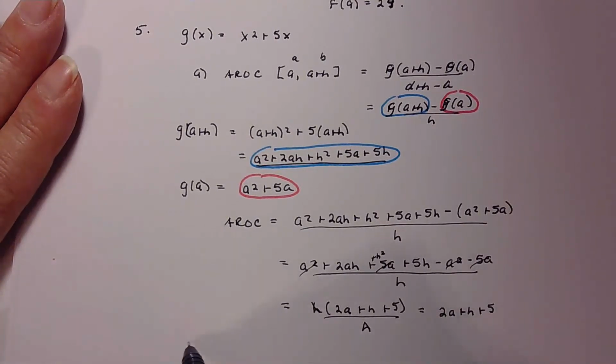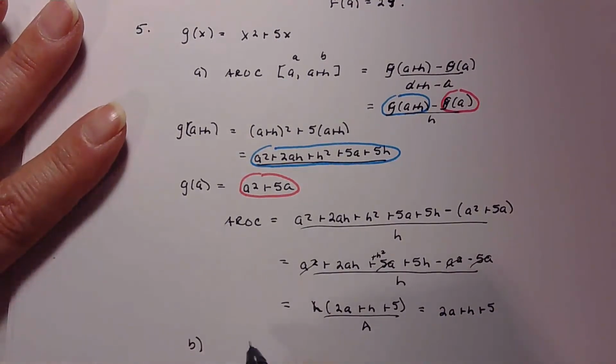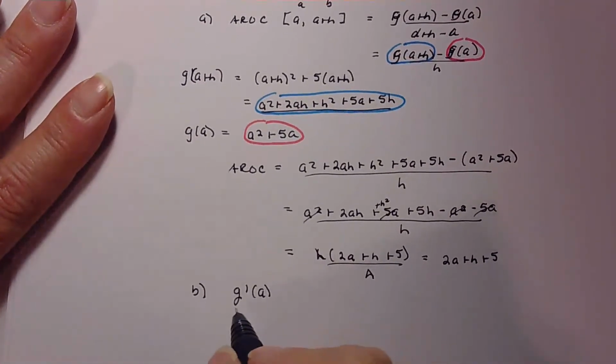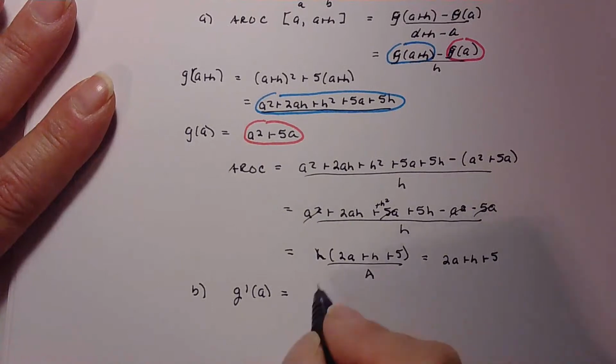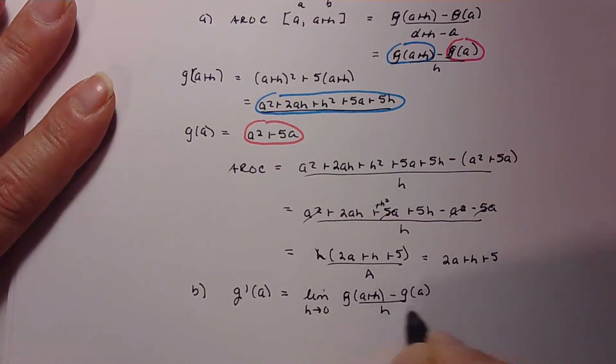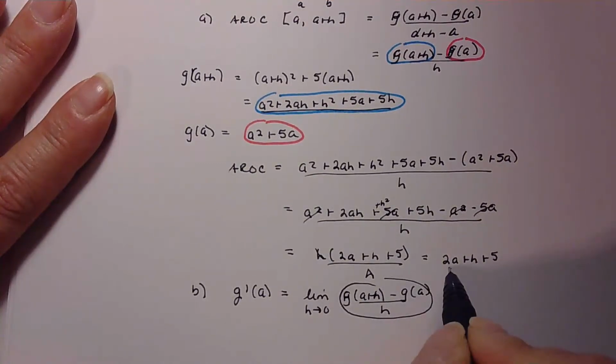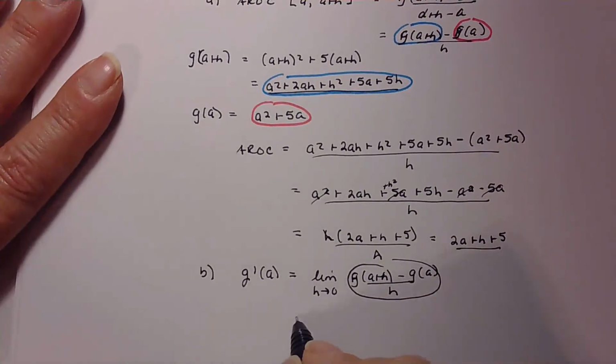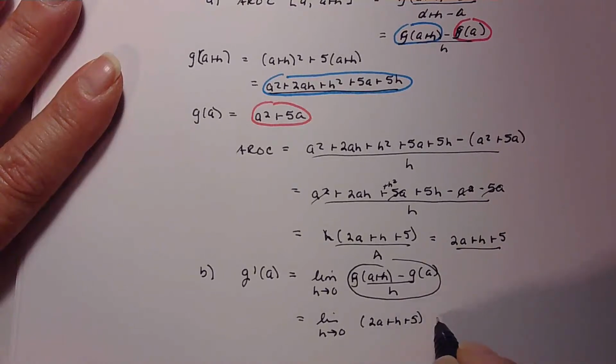Now in part b, they're asking you to find the formula for g prime of a. This means what is the derivative of this function at x is equal to a? And we know that the derivative is given by the limit as h approaches 0 of g of a plus h minus g of a all over h. Well, we found this piece. It's right here, right? We found it and we cleaned it up. So this is the limit as h approaches 0 of 2a plus h plus 5. And if I plug my 0 in, if I take my limit, I'm going to end up with 2a plus 5.